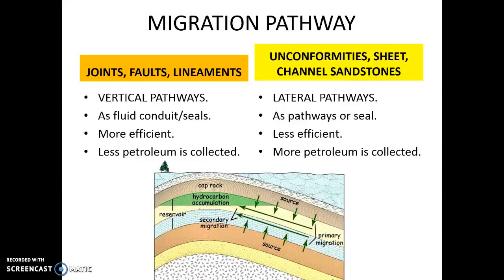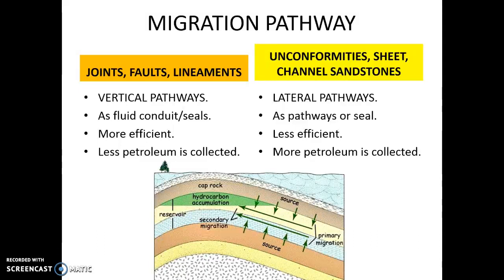Right, lineaments represent a higher permeability pathway to the surface because there will be increasing fracture density or decreasing spacing when approaching the lineaments. Okay, next we have the lateral pathway, right, as one of the types of migration pathway. So normally unconformities, sheet and channel sandstones, right, will act as the migration pathway laterally.